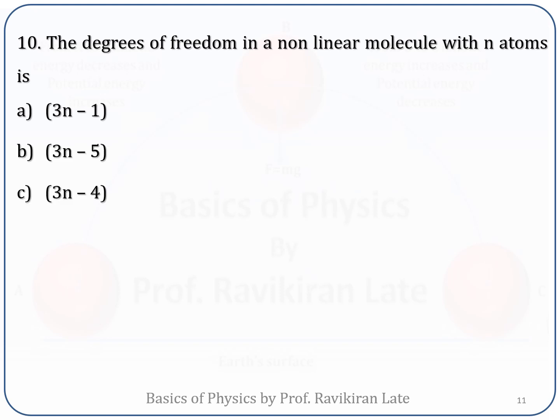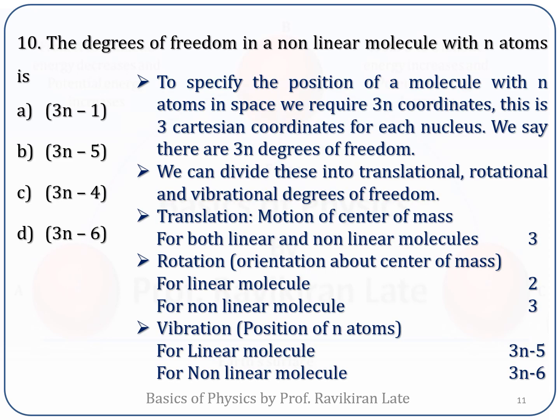For a non-linear molecule, how many degrees of freedom are there? We had seen that for a linear molecule, we have 2 degrees of freedom for rotation and 3 degrees of freedom for translational motion. But the non-linear molecule will have 3 degrees of freedom for rotation. So these three and these three, if you look at them, then a total of 6 constraints will be there. So it will reduce the degrees of freedom from 3n to 3n minus 6.